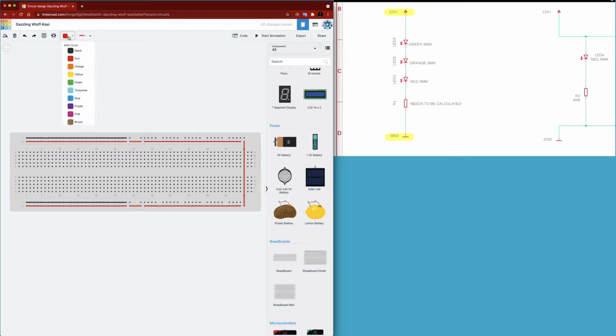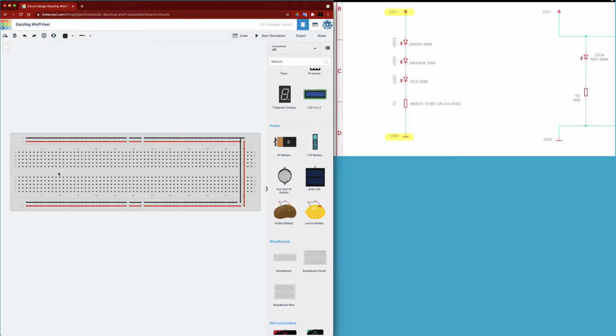Now for the ground rail, we go to black, and again we would need to put a jumper right there, a jumper right there, and a jumper between here and here. And now essentially every one of these holes and every one of these holes are connected as well. So now we have our ground rails and our positive V plus rails all connected.